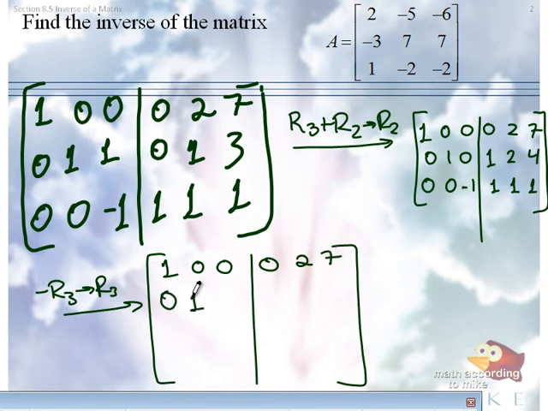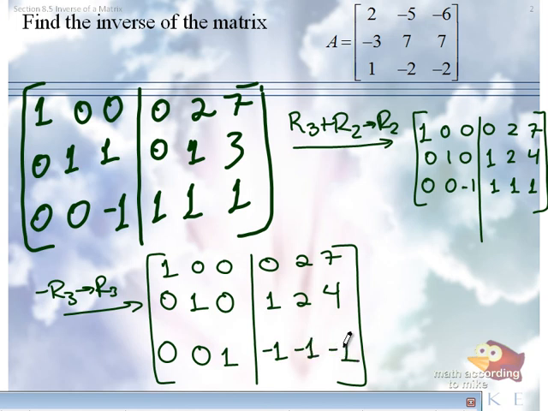Okay, so all we do is negate the last row. All the 1s become negative 1s, all the negative 1s become positive 1s. So we're going to have a row of negative 1s on the right-hand side of that bar. And that's your inverse.